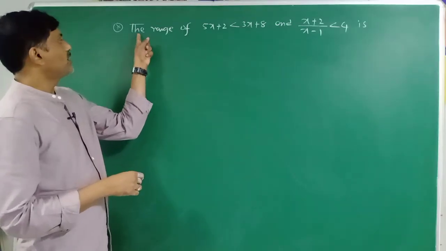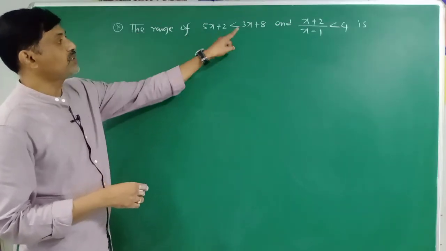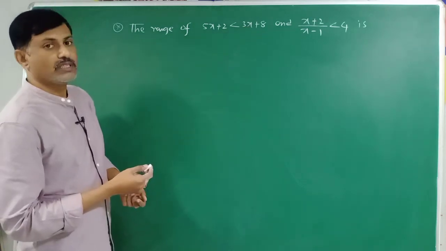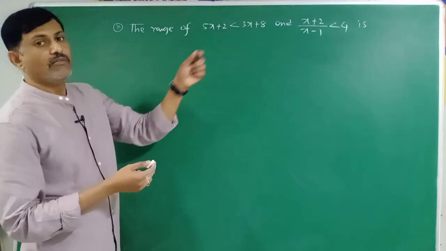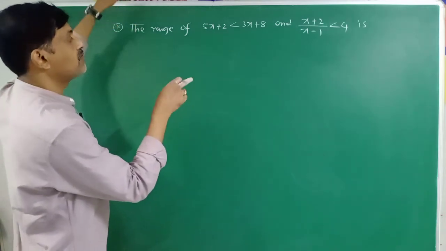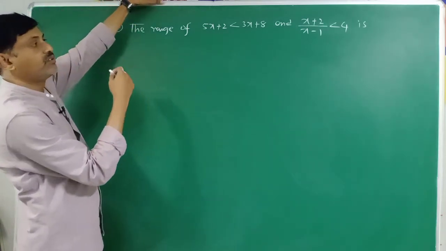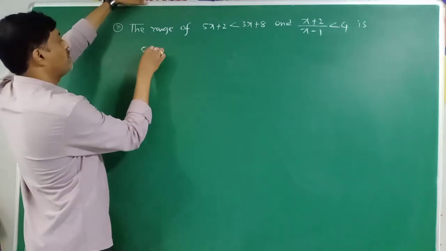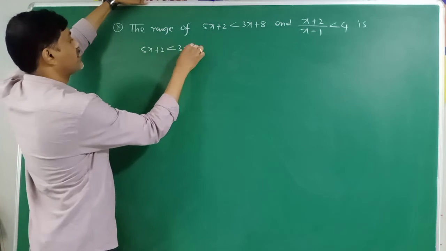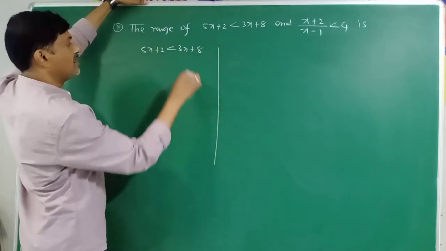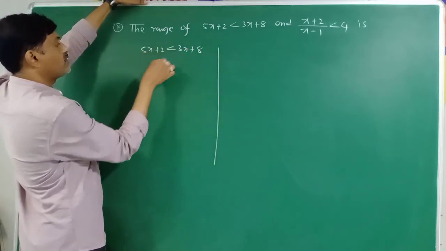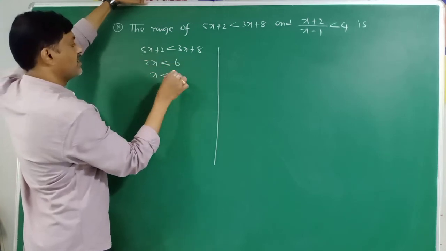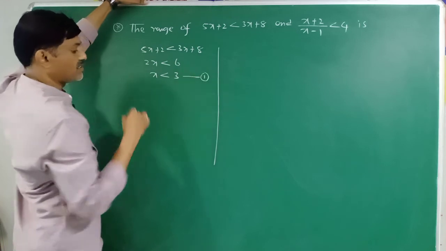Students, move on to next question. The range of 5x plus 2 is less than 3x plus 8, and x plus 2 by x minus 1 is less than 4. We have two inequations, and we have to find the range. First one: 5x plus 2 is less than 3x plus 8. Bring 3x this side: 5x minus 3x, 2x is less than 6. Now x is less than 3. This is the first inequation.